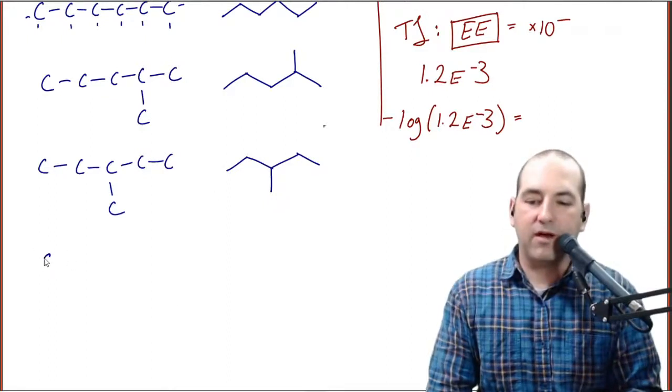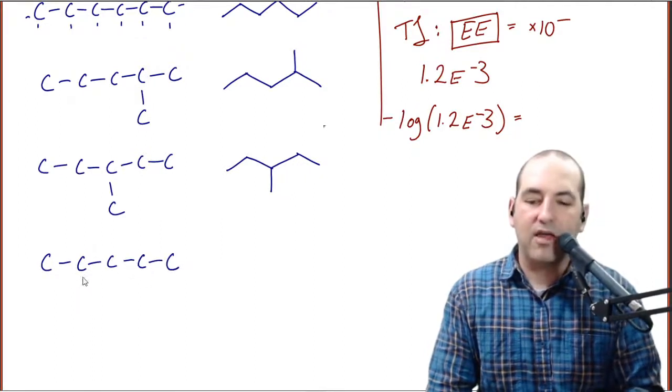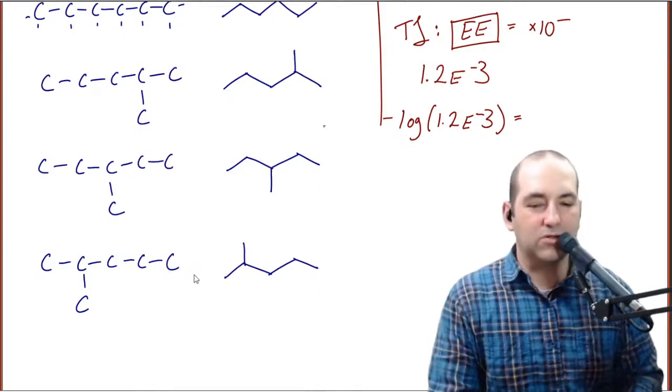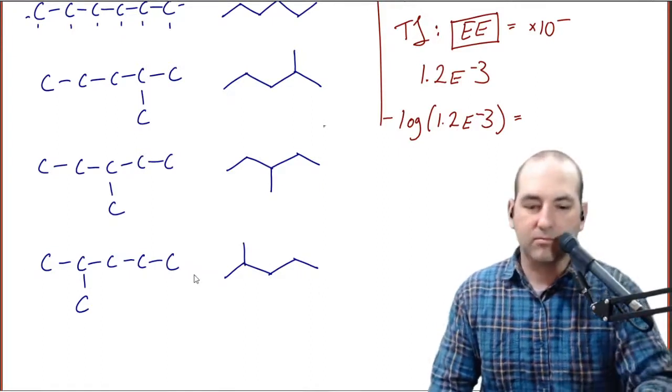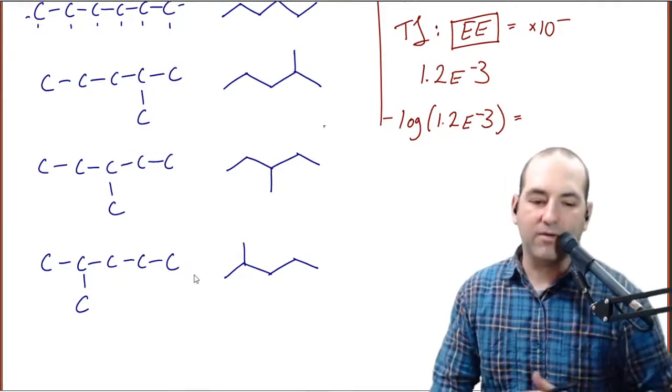And then what if I follow that pattern and I move the carbon over one more? This is now wrong. What's wrong about this? Why is that not one of the 5 isomers?